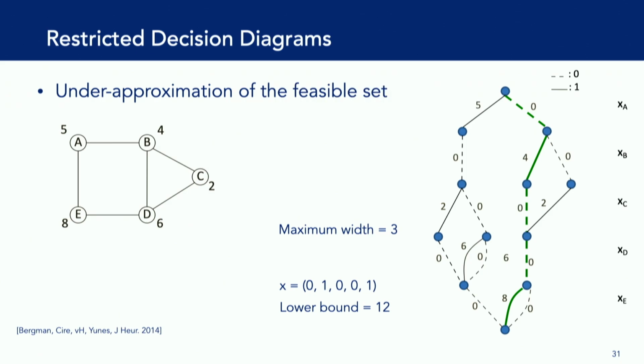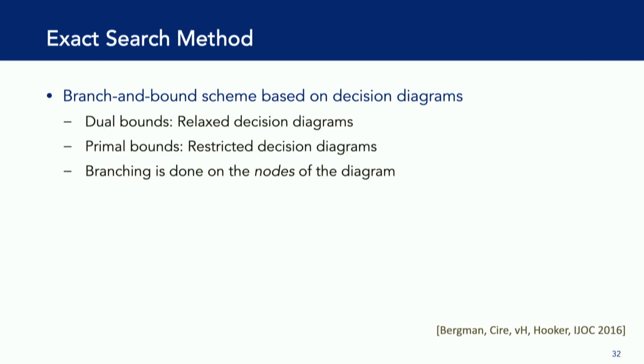So we now have 2 ingredients. We have dual bounds from relaxed diagrams. We have primal bounds from restricted diagrams. Similar to linear programming relaxations in integer programming and, say, heuristics like RINS or local branching and so forth. We still have to branch. And normally in integer programming or constraint programming, you take a variable and you split it in either it's 0 or it's 1. You take another variable and you do branching on variables. We could do the same here.